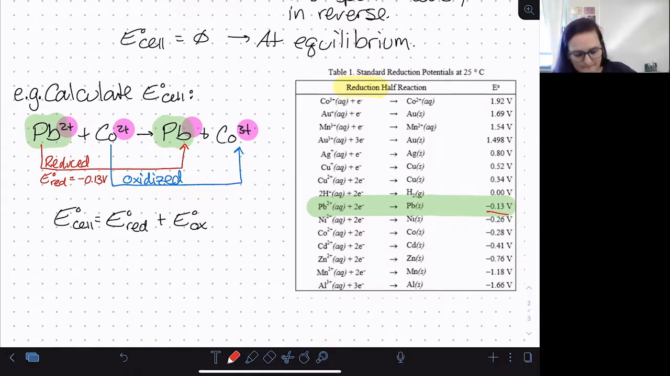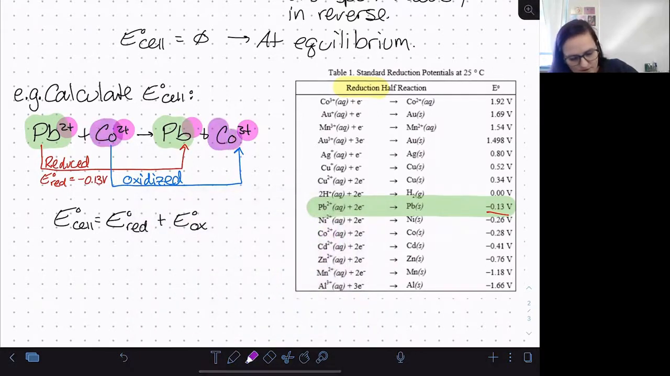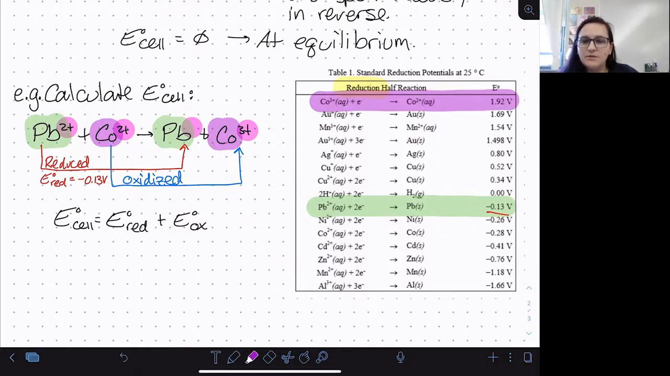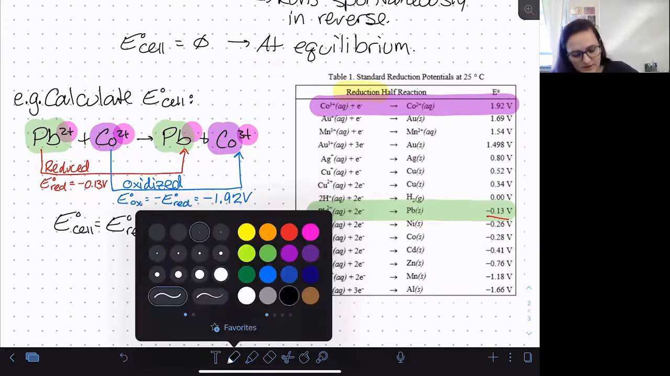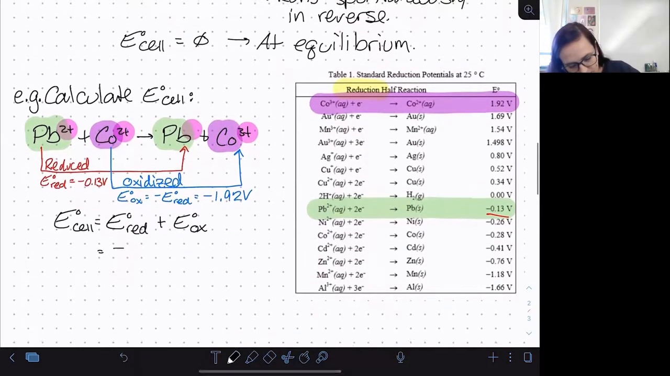The other one is an oxidation of cobalt 2+ to cobalt 3+. We're not going to find that exact reaction on our list because it's an oxidation and we're looking at a bunch of reductions, but we find the reverse reaction of cobalt 3+ being reduced to cobalt 2+. The 1.92 is the reduction potential. We need our oxidation potential, which is just changing the sign, so our oxidation potential will be negative 1.92 volts. Once we have that, we can add those two numbers together. So our E naught cell will be negative 0.13 plus negative 1.92, which is negative 2.05 volts.